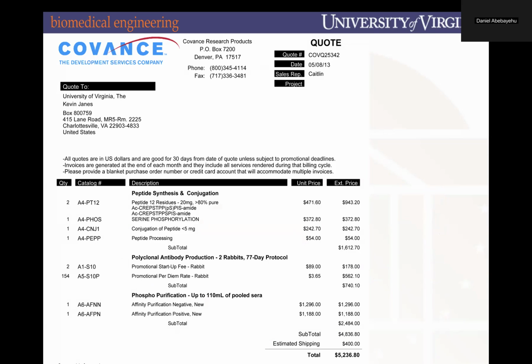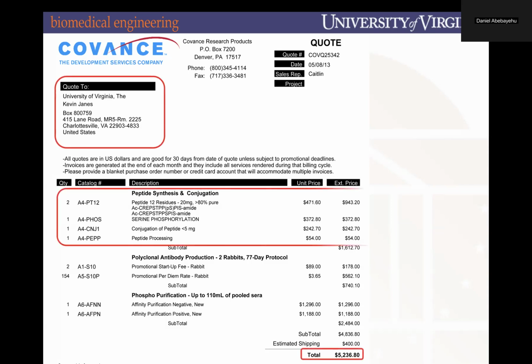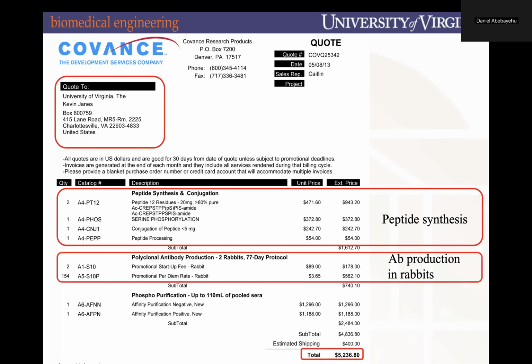The way in which that happens is you need to know the primary structure of interest here. And so you'll have peptide synthesis, that's at the top of this quote, and that's going to be your antigen. Whatever species you want, in this case, it's going to be rabbit. A rabbit will then be injected with that peptide to induce an immune response against it so that antibodies can be produced. In this case, it's going to be polyclonal antibodies.